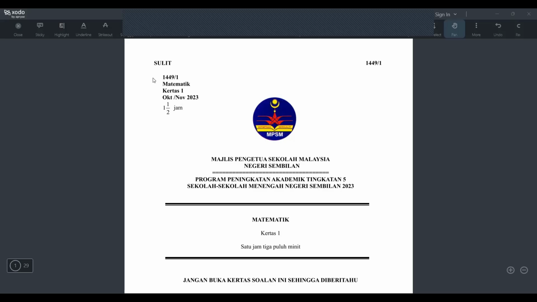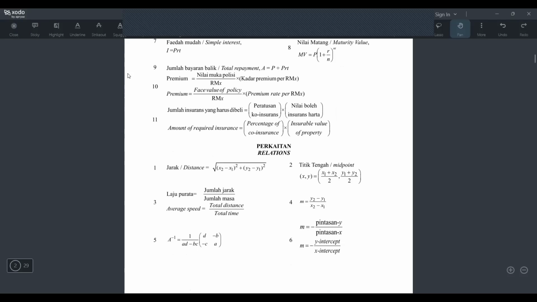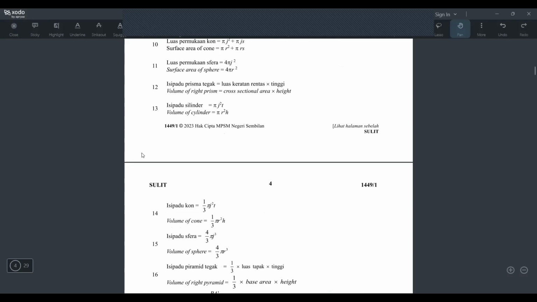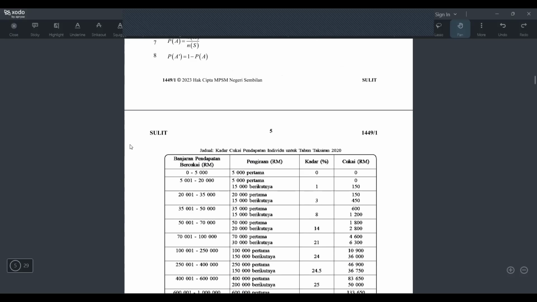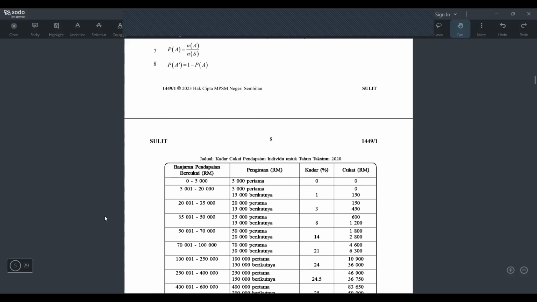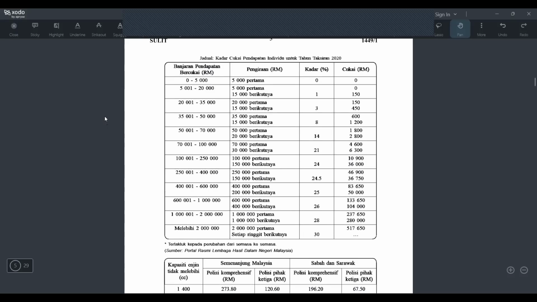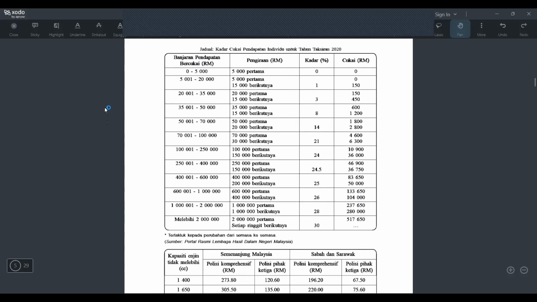This is Junhao. I'm going to go through the Negeri 9 trial paper today. This is the Matematik Kertas 1, Negeri 9. Let's skip the formula. Actually, a few of you requested me to make one video for Negeri 9, so I will be discussing this paper today.